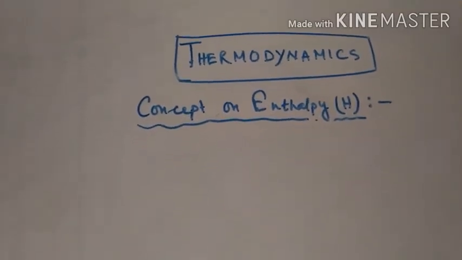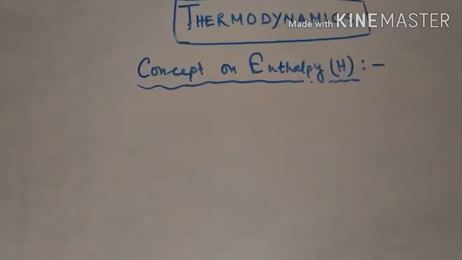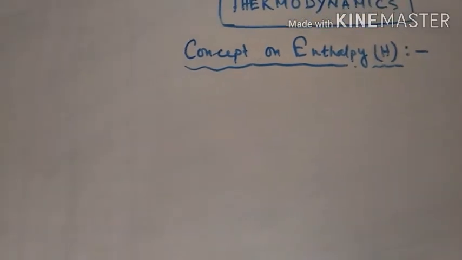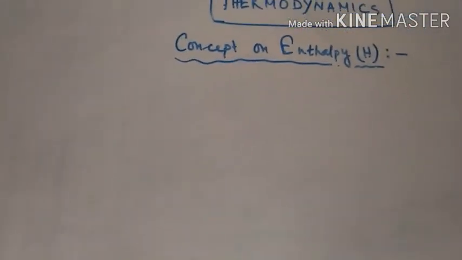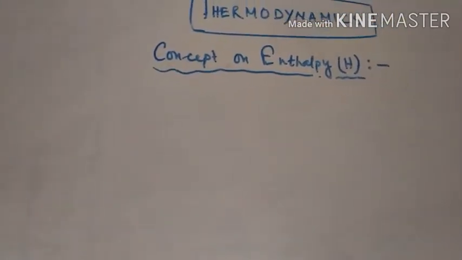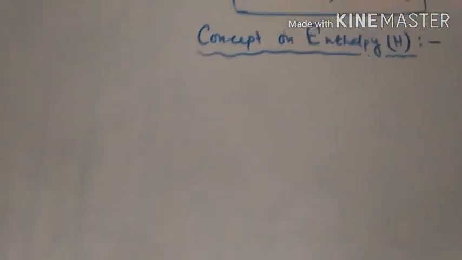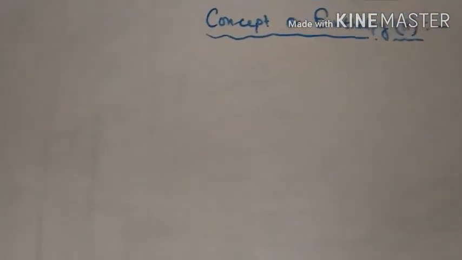Now, let's see. Heat change at constant volume permits us to calculate delta U, that is our internal energy. Under this condition, no appreciable volume changes can occur, so the work done is equal to P delta V. To avoid this necessity of considering PV work when heats of reaction are measured at constant pressure, we define a new thermodynamic property called heat content, or enthalpy.